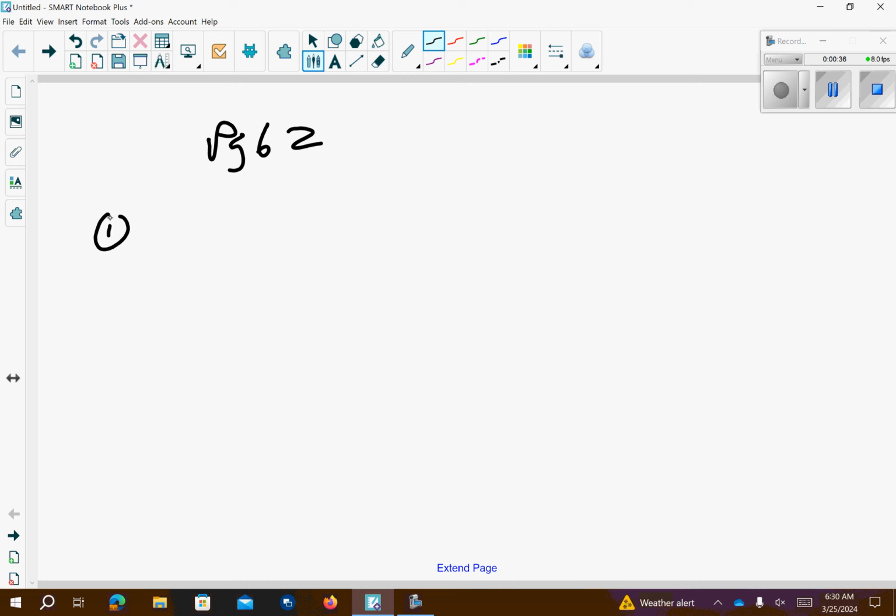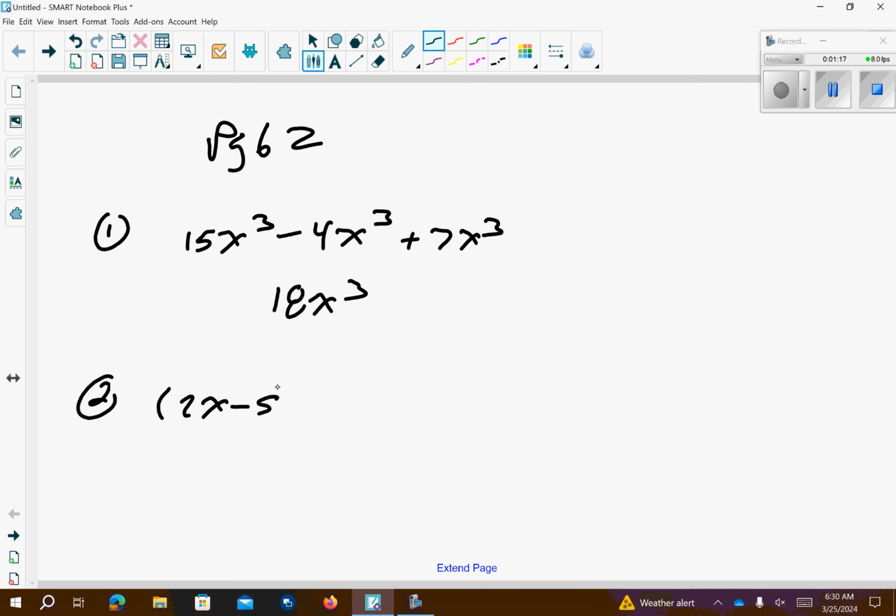All right, so problem number 1, we have 15x to the third minus 4x to the third plus 7x to the third. Let's go ahead and do the math to it, but we don't have to worry about naming them, okay? So we're just going to combine like terms. They're all x to the third, so 15 minus 4 is 11. 11 plus 7 is 18, so I had 18x to the third. Don't worry about naming it. It's a cubic monomial. But let's just make sure we can do the math to them, okay?